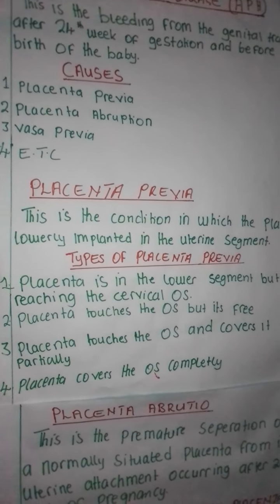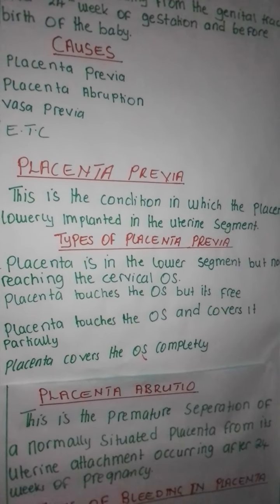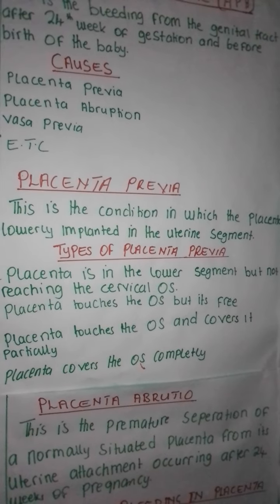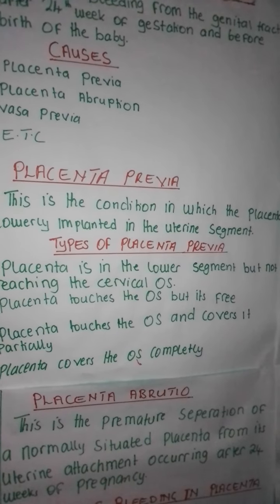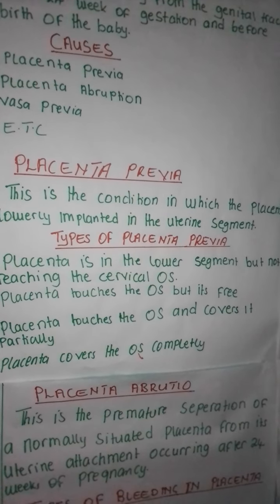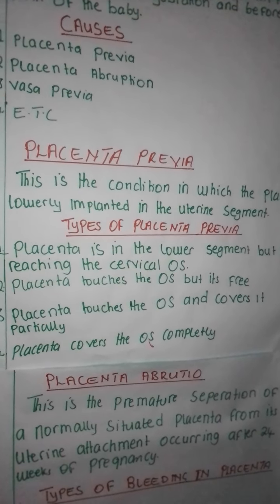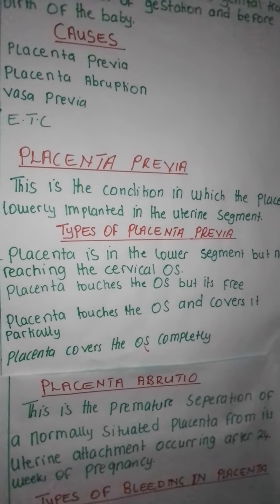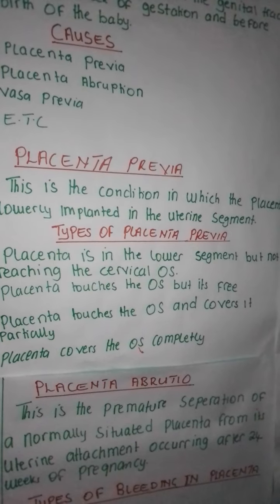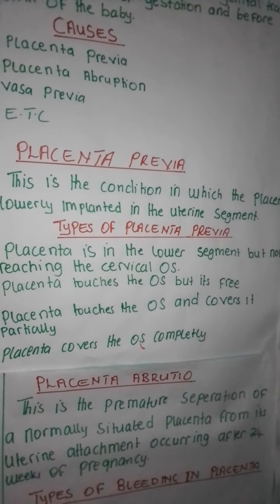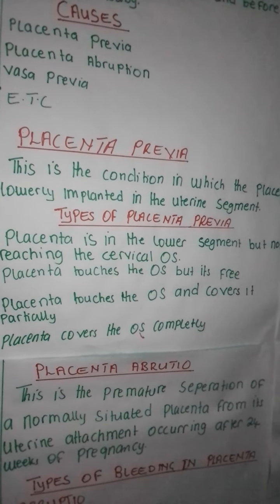Now, what is placenta previa? Placenta previa is the condition in which the placenta is lowerly implanted in the uterine segment. So the placenta is implanted on the lower segment of the uterus. What are the types of placenta previa?